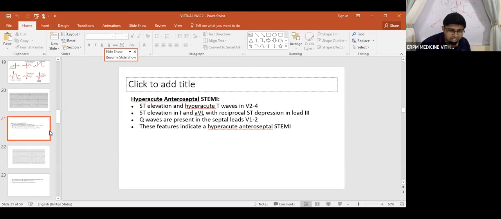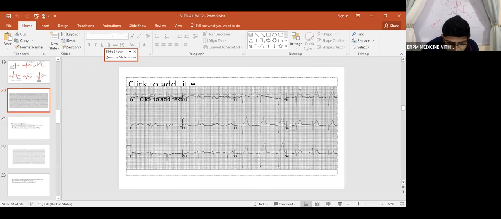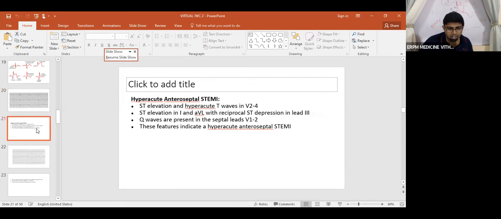There is ST elevation in V2, V3, V4. V2, V3, V4 are what leads? Anterior leads. So what is there in the ECG? There is ST elevation with hyperacute T waves in V2 to V4. In addition, there is some ST elevation in lead 1 and AVL, a mild ST elevation. Q waves are there in V1, V2. V1, V2 is anteroseptal, no? This is a hyperacute anteroseptal MI.